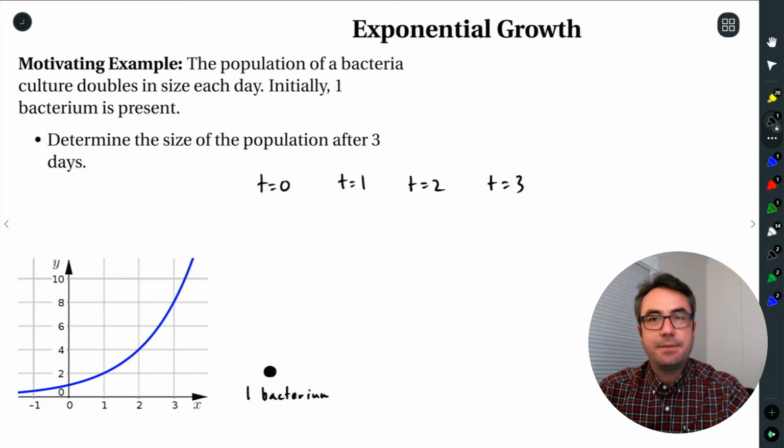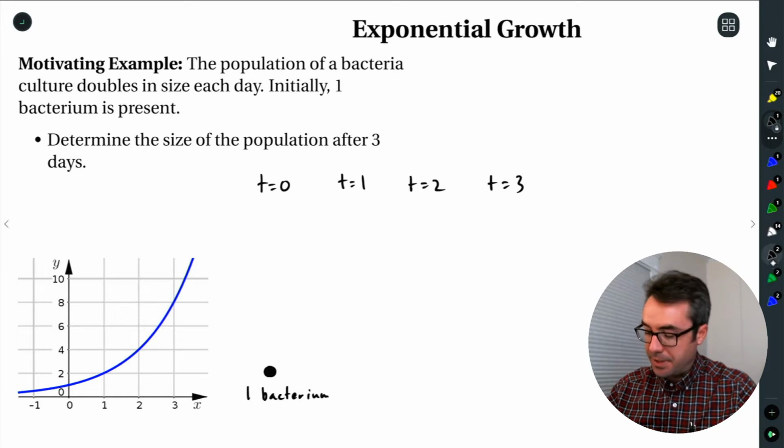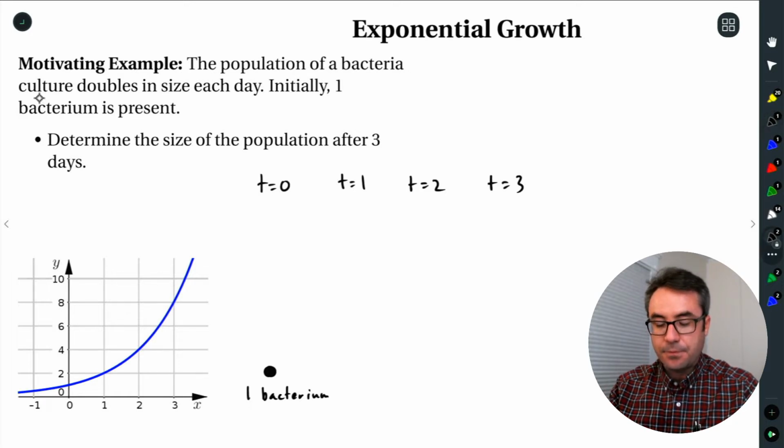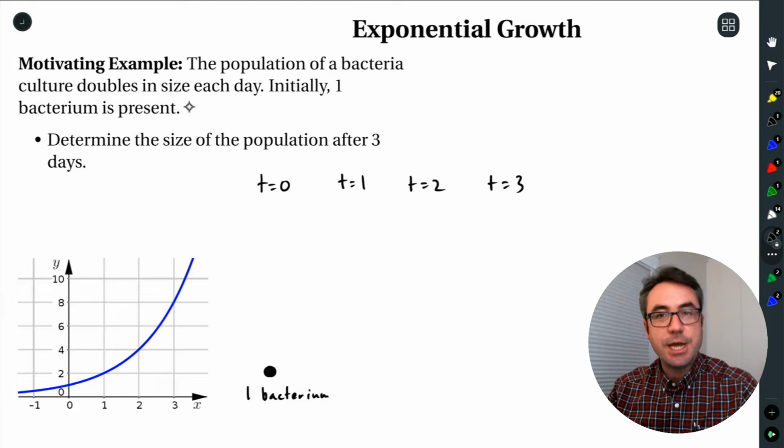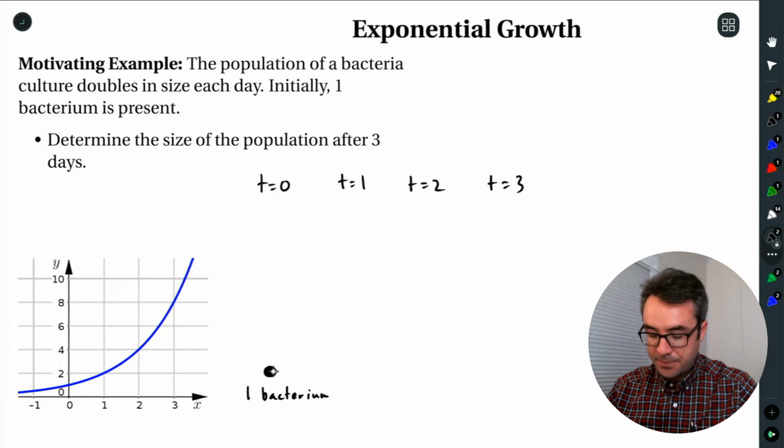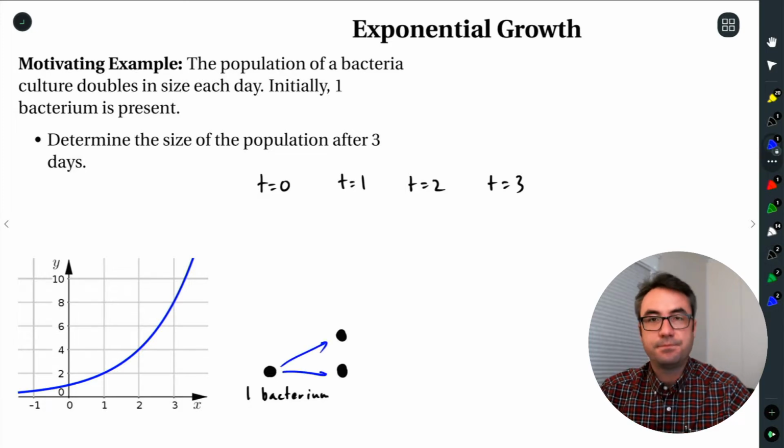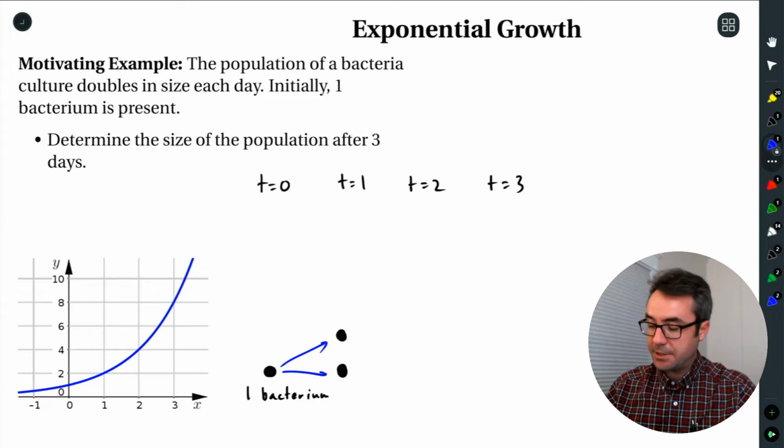Now after 1 day goes by, how many bacteria are there going to be? Well, the number of bacteria doubles each day. So after 1 day goes by, this bacterium is going to become 2. So the population doubled. We went from 1 bacterium to 2 bacteria. All right, so that's after 1 day.